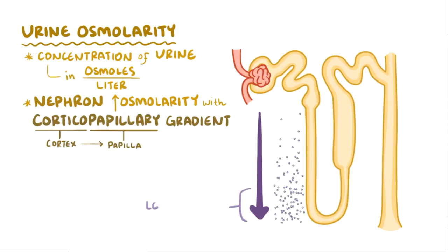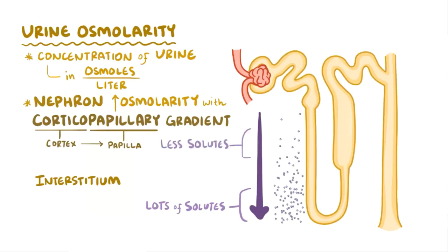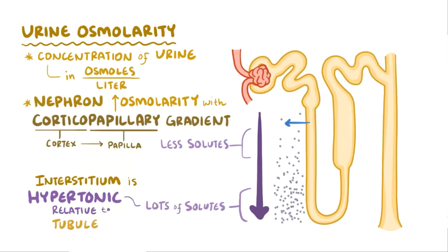In other words, there are a lot of solutes in the interstitium, with more solutes down at the bottom of the loop than up at the top. So as a tubule dives deeper down into the medulla, the surrounding interstitium gets more and more hypertonic relative to the lumen of the tubule. And that means that more and more water is driven out of the tubule, the deeper it goes.